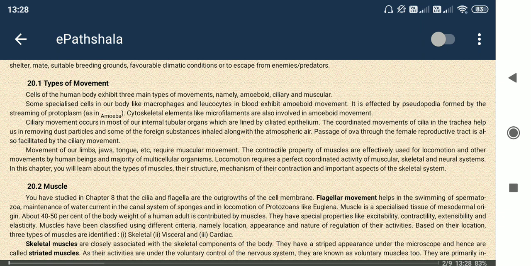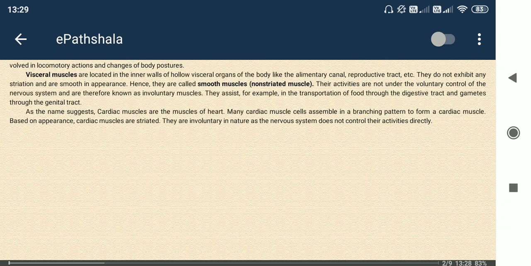The next one is the visceral muscle. This is non-striated, meaning no striped appearance is seen under the microscope. So it is non-striated smooth muscle, and it is present mostly inside the blood vessels. In blood vessels, the smooth muscle is present inside the vascular layer. Even in the gastrointestinal tract, we can see smooth muscle surrounding the whole tract.